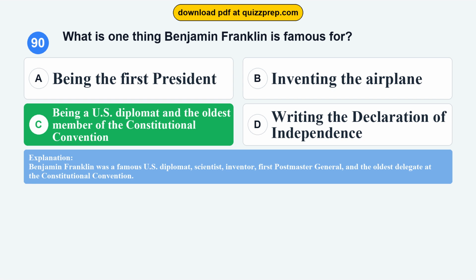Benjamin Franklin was a famous U.S. diplomat, scientist, inventor, first Postmaster General, and the oldest delegate at the Constitutional Convention.